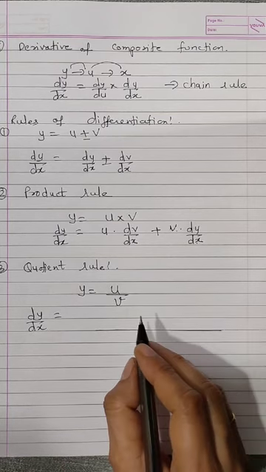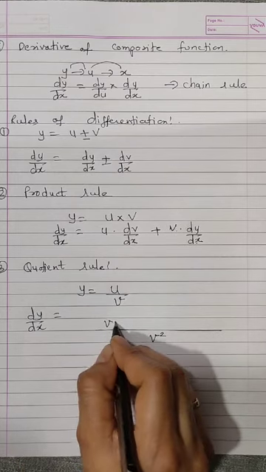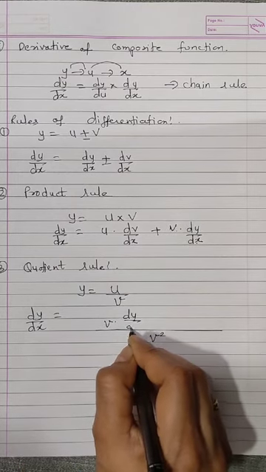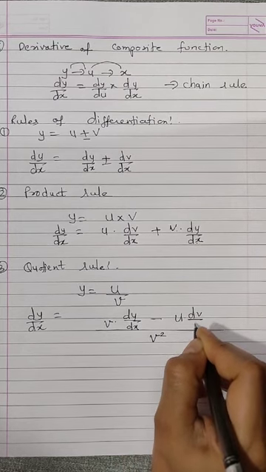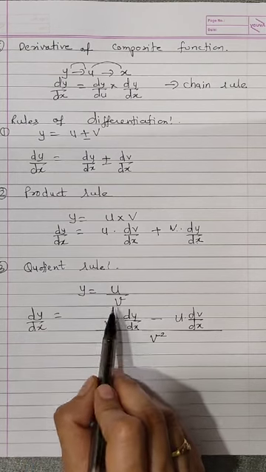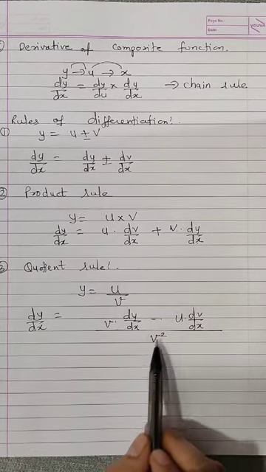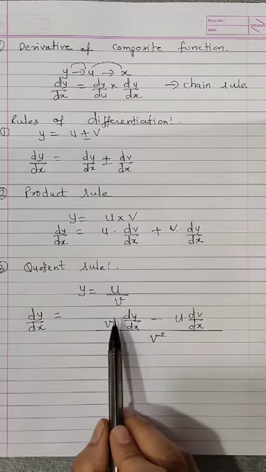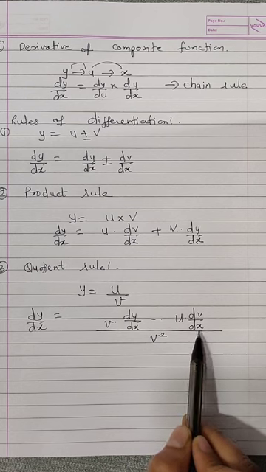First of all take denominator square, so it is v square, then v into du by dx minus u into dv by dx. So very important formula, quotient rule. If y equal to u by v, then derivative of y with respect to x is, first of all take denominator square, so v square, v into du by dx minus u into dv by dx.